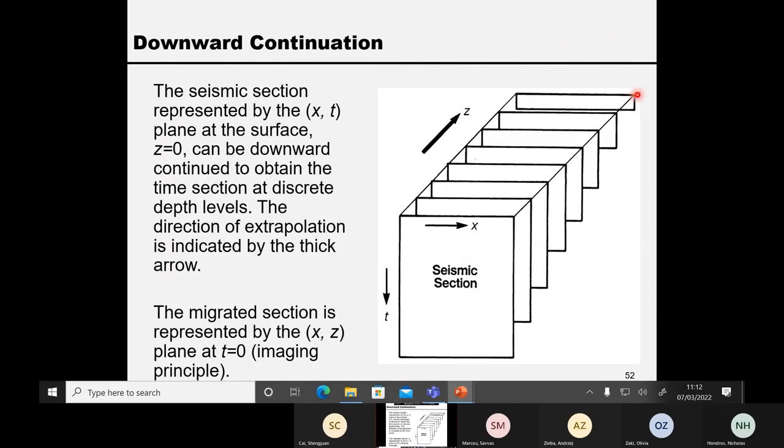So what's the final image of migration? The image is at time t equals 0 at this depth, because we assume at this depth the reflector is an exploding source. Okay, so this is a downward continuation based on the one-way equation.